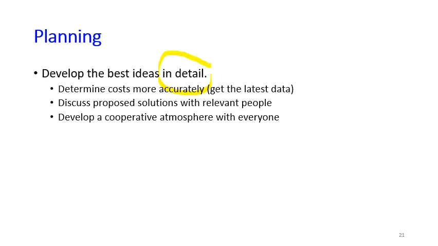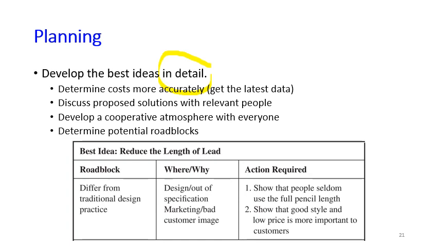Another important thing in this planning phase is that we need to determine potential roadblocks. For example, in the idea of reducing the length of the lead, we're going to make the pencil shorter than it used to be. The main roadblock is that it differs from traditional design practice. We need to think about the action that is required to convince people that this solution will work.